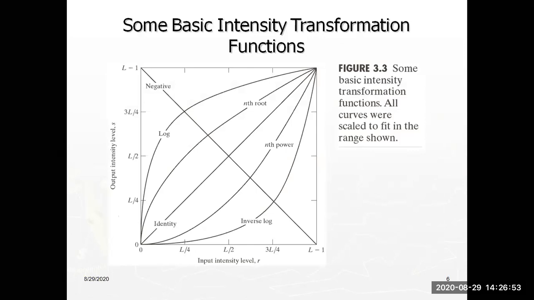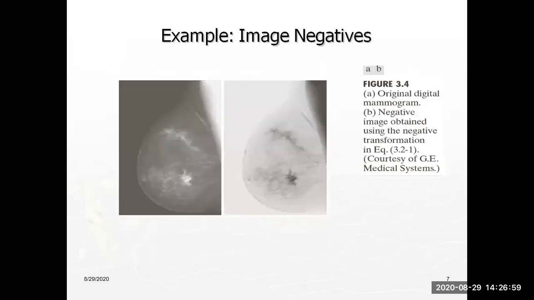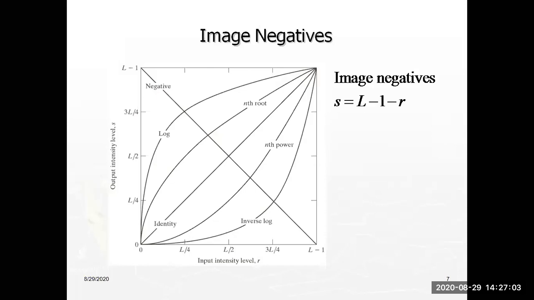Next, we move to the image negative. Here I am showing an example of image negatives. In image negatives, your S value is definitely S equals L minus 1 minus R. Okay, this is the expression.